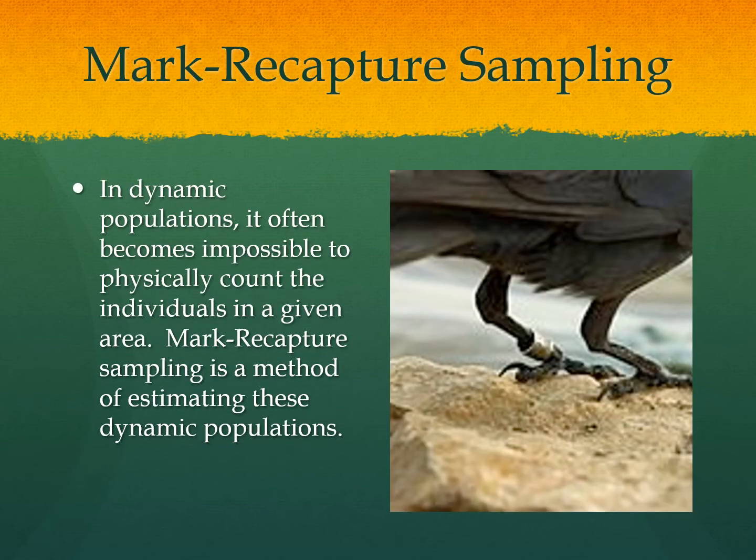Let's look at mark recapture sampling. Now, quadrats are very good for populations that are going to stay relatively still for you to sit there and count them. But in dynamic populations, which are moving around, it often becomes impossible to physically count the individuals in a given area. As well, you might run into problems where you're counting the same individuals twice. So mark recapture sampling is a method of estimating dynamic populations.